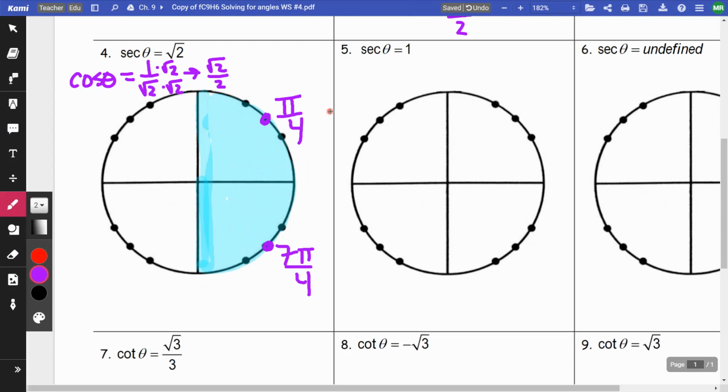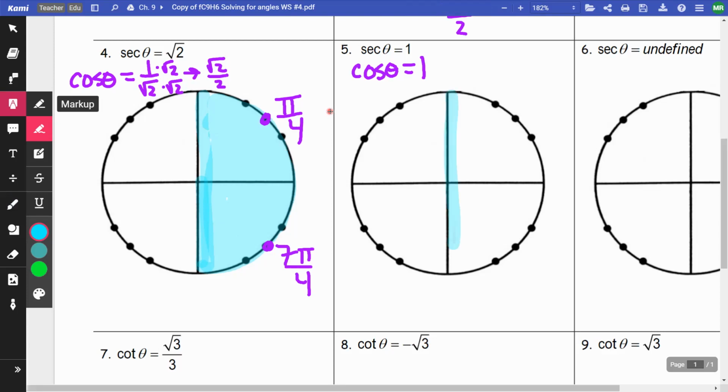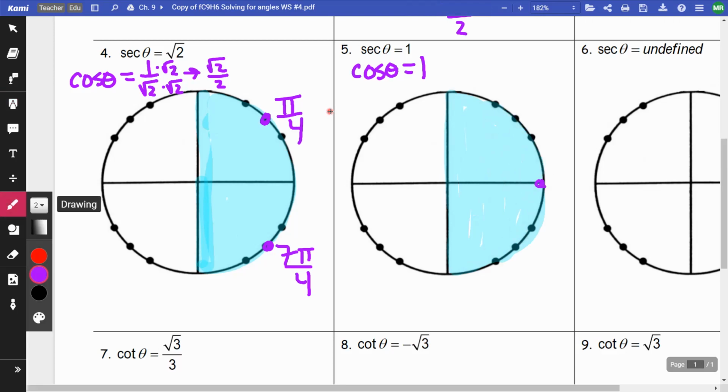My secant, again, is my cosine's reciprocal. So the reciprocal of 1 is 1. And that is going to occur where cosine is positive. And again, these two quadrants here, 1 and 4. And where my cosine is a 1 is going to be here at 1, 0, which is 0.